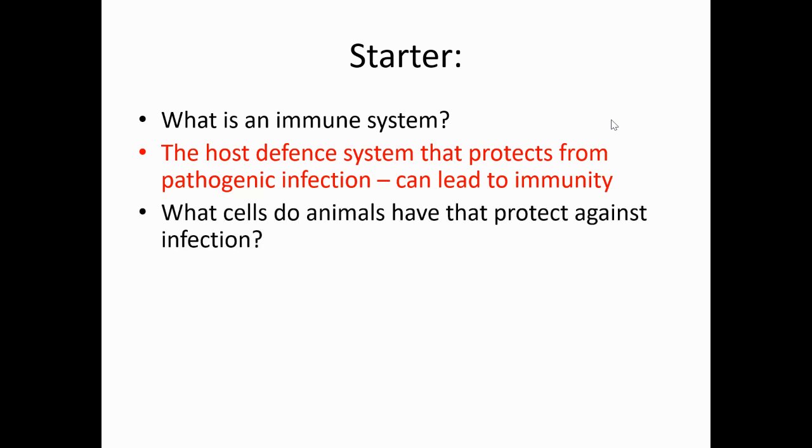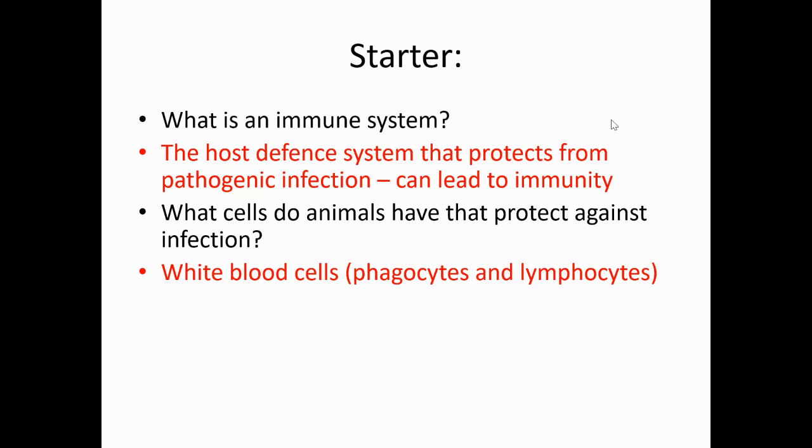What cells do animals have that protect against infection? Have a think. It is the white blood cells. Specifically in animals, we have phagocytes, which do phagocytosis. That's when they engulf and digest the invading pathogens, and lymphocytes, which can produce antibodies, but also they can remember that the pathogen has invaded before and therefore leads to immunity.